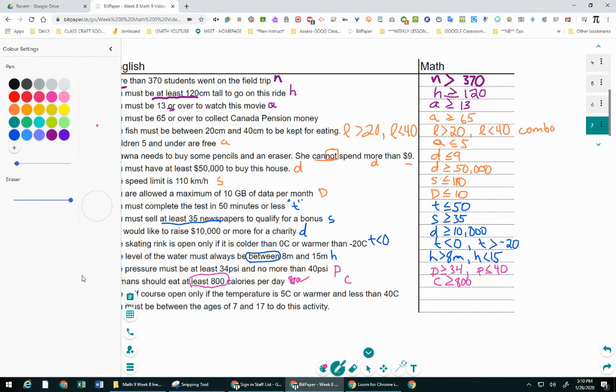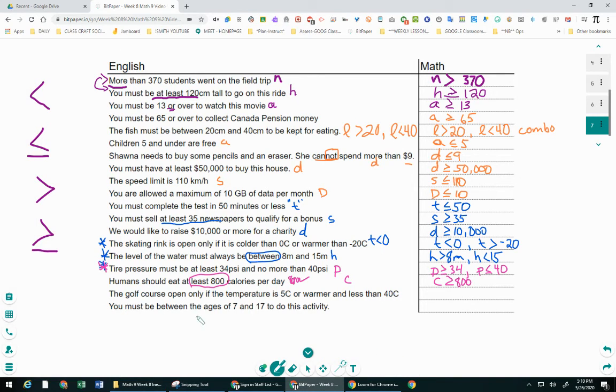Last two, let's just switch it up one more time. Let's go with green. Okay, the golf course. Here is a combo, and the very last one's a combo. Temperature again. Let's use T for temperature. The temperature has to be only if the temperature is 5 degrees or warmer. So it has to be greater than or equal to 5 degrees. Second condition, it has to be less than 40. So no or equals to, we don't want it to be 40. It has to be less than 40, right?